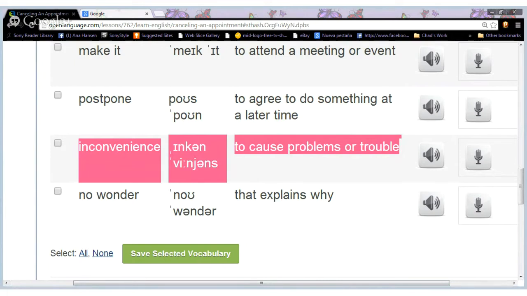Inconvenience. To cause problems or trouble. Very good. Now, in our lesson from yesterday, canceling a flight, we had this word. Remember, inconvenience: when you cannot take a flight, you have to wait around for a long time, or you might miss the event that you're going to. So inconveniencing someone means that you are causing problems or trouble to that person. For example, if the website isn't working properly, then it becomes very inconvenient. Or with Hangouts, if Hangouts isn't working properly, that becomes inconvenient. It causes problems for me. Nice job, Oscar.